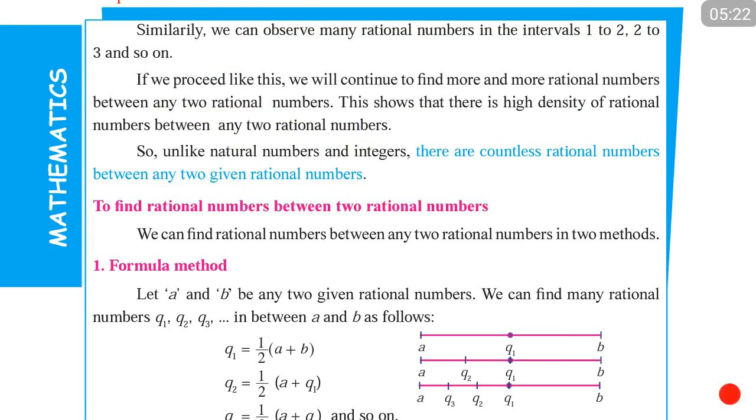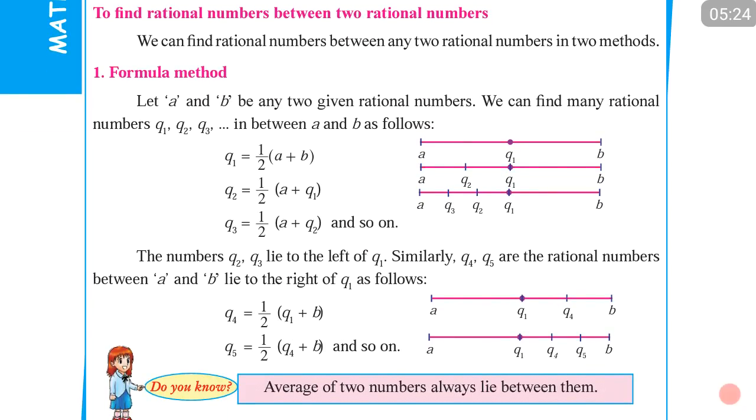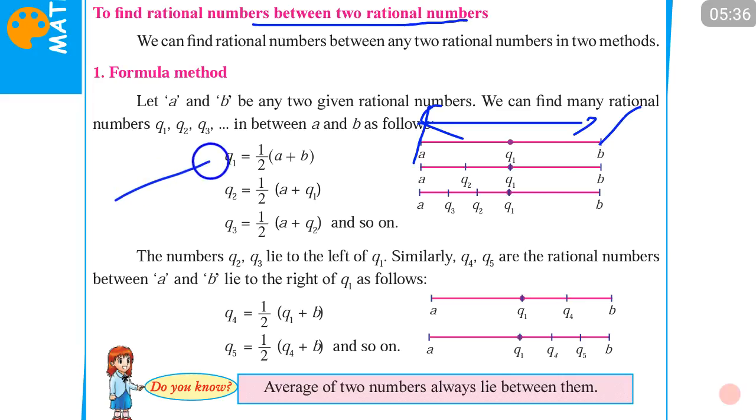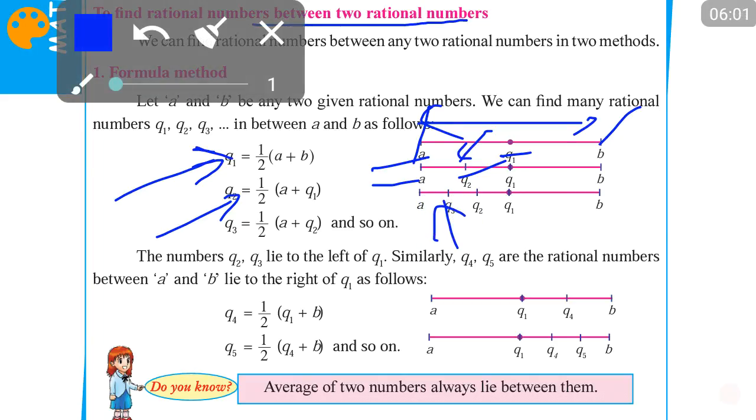Now, in the next video, we will see how to find the rational numbers between two rational numbers. For example, we have rational numbers a and b, then the average of a and b should also be between a and b. Here you can see q1 gives the average of a and b. Now if we find the average of a and q1 by adding these two and dividing by 2, we get q2, which will be in the middle of a and q1. And then again we can find the average of a and q2 to find one more rational number between a and b. Can you understand this?